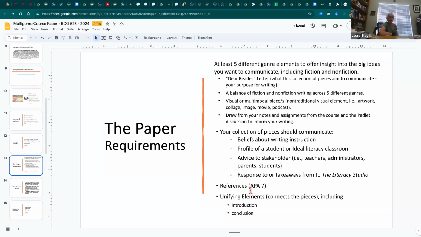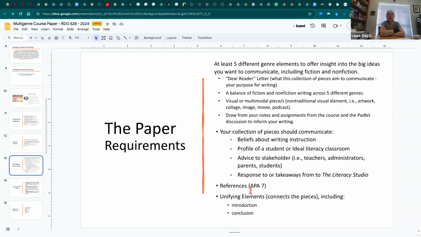But you also need to have a dear reader letter. So think of this as maybe your book. It's a very small book. Think of it because they all form one concise message. It's a book where your dear reader letter is going to communicate and introduce this book to everyone. What is your purpose for writing? What's your main message? It's the introductory piece. That's all it is. Okay, so I guess in that sense, you're going to have 6 extra pieces because you're going to have the dear reader letter plus 5 different genre. The balance of fiction and nonfiction.